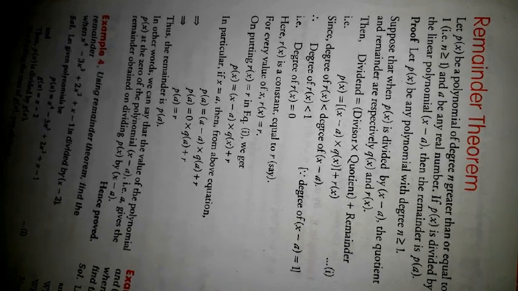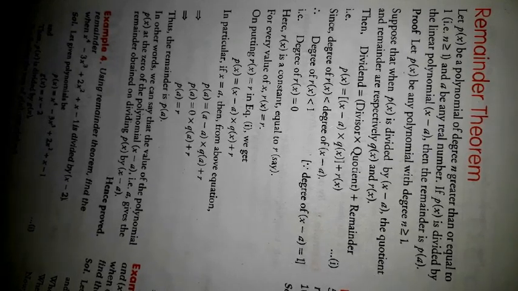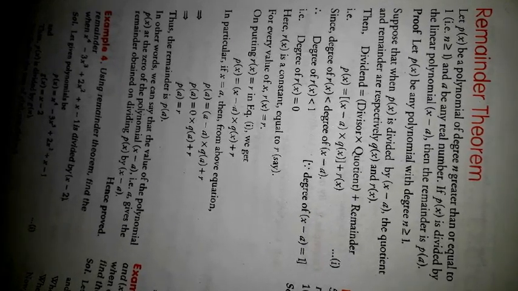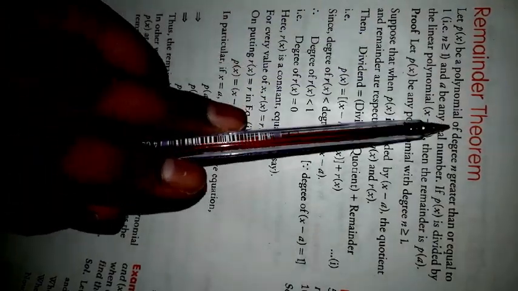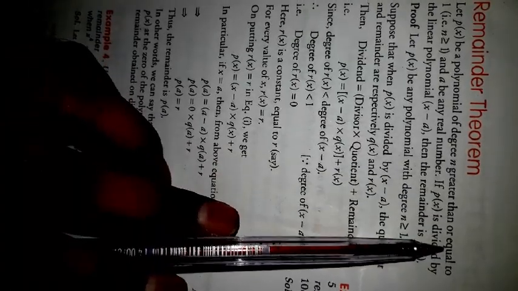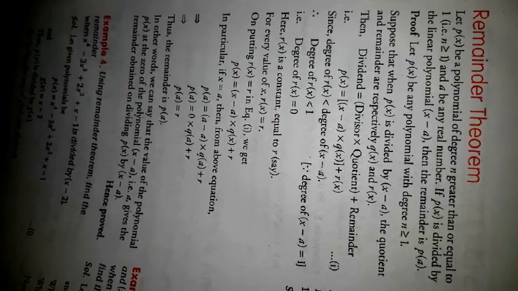Now before starting exercise 2.3, we need to understand our next topic, that is the remainder theorem. By using this theorem, we can solve our exercise 2.3. So first let us see the statement of the remainder theorem. What is the statement? Let p(x) be any polynomial. p(x) be a polynomial of degree n greater than or equal to 1. Meaning p(x) is some polynomial. A polynomial can be anything.